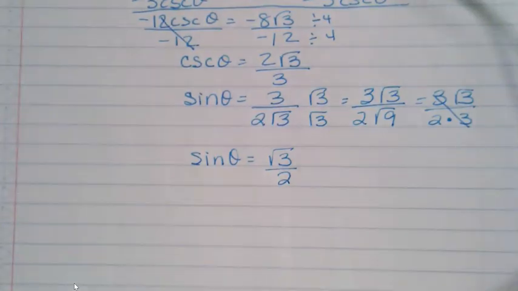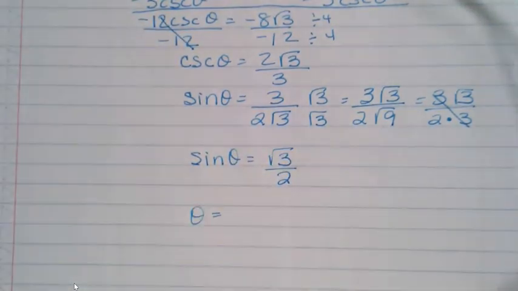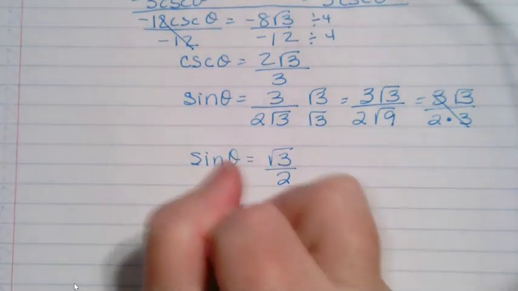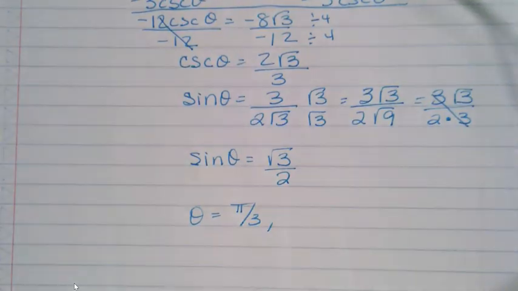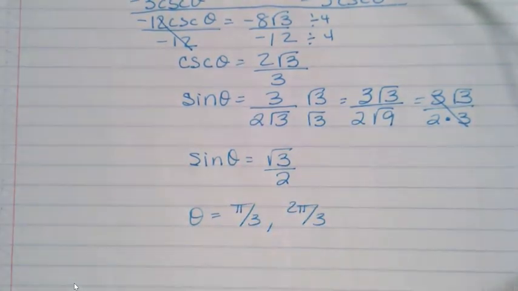Now, let me grab my unit circle. When is sine the square root of 3 over 2? I know what you're thinking. That's a great question. And sine, that would be pi over 3 and 2 pi over 3. So remember, their denominators do need to match. Okay. And then, sorry about all that.